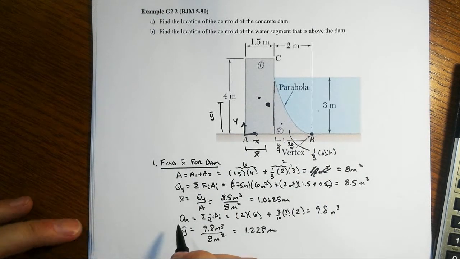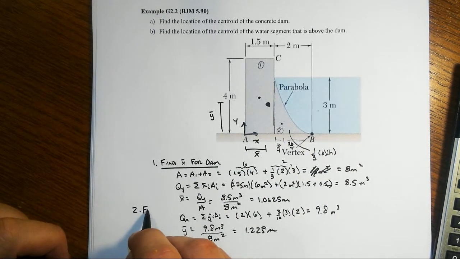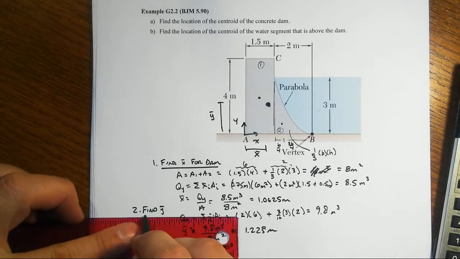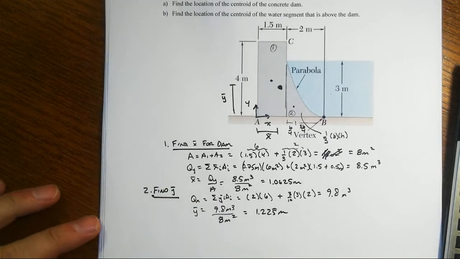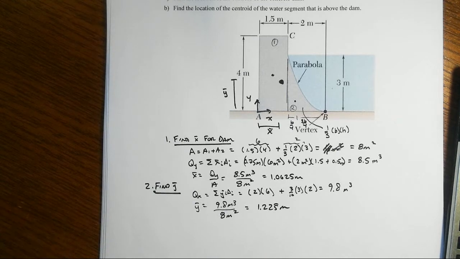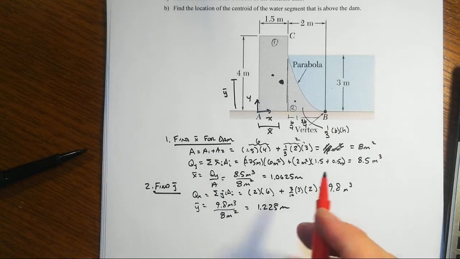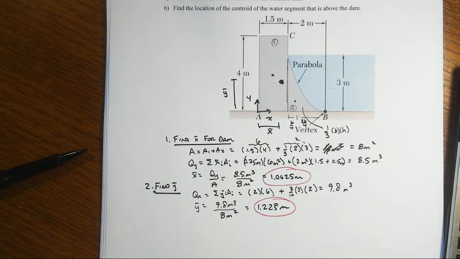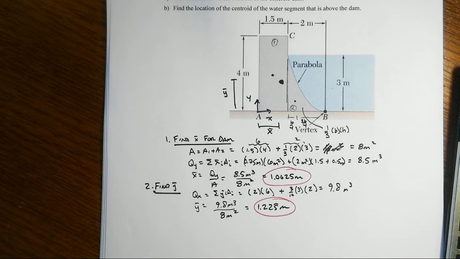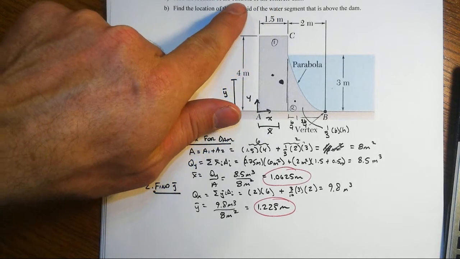So that is poor organization, because I found the Y bar here and I didn't label it. But there's at least your 2 answers, I think, unless you call in and tell me I've made some other goofy mistakes. Whew. Well, that's the portion for the concrete dam.